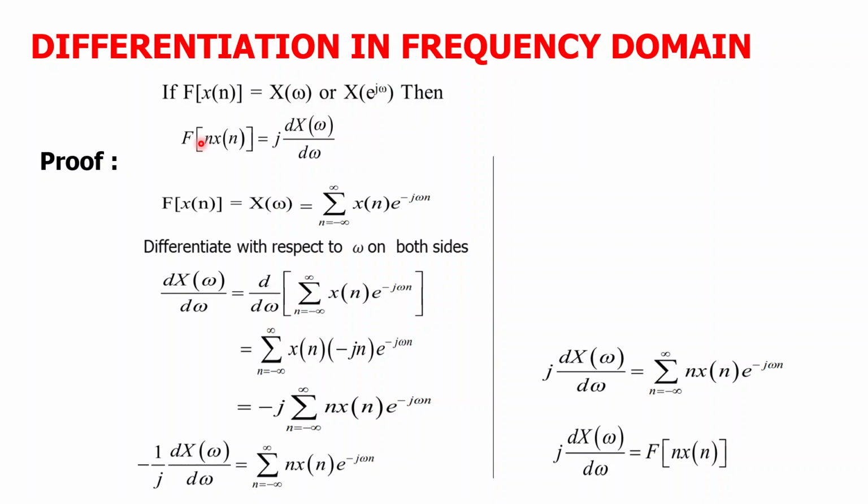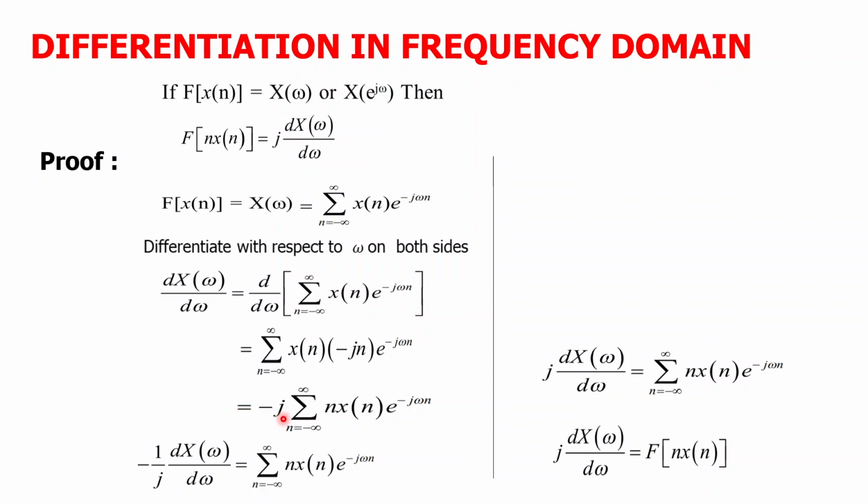Next property, differentiation in frequency domain. So differentiation in frequency domain, dX of omega by d omega, is nothing but the discrete time Fourier transform of the signal multiplied by time. Let us consider the DTFT equation first, then differentiate with respect to omega on both sides. So with respect to omega, x of n will become constant, and the differentiation of e power minus j omega n is minus j n e power minus j omega n.